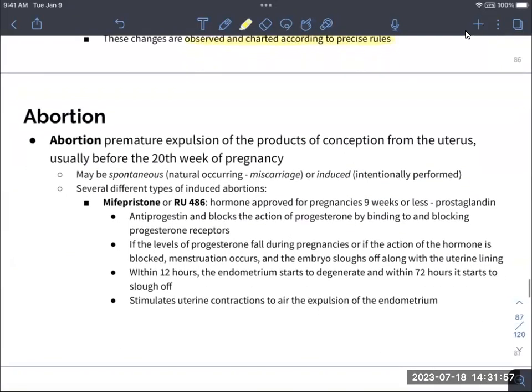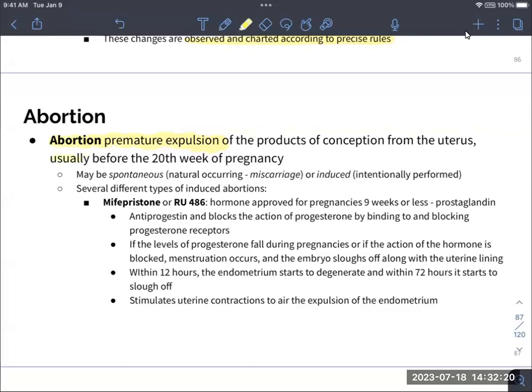Abortion. An abortion is a premature expulsion of the products of conception from the uterus. It is a medical procedure, so that is how we're talking about it here. We're not going into politics or anything. It is just a medical procedure.